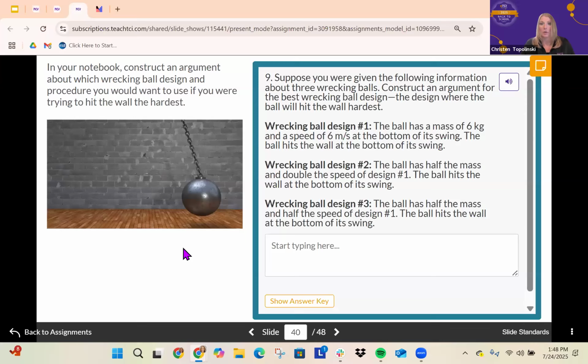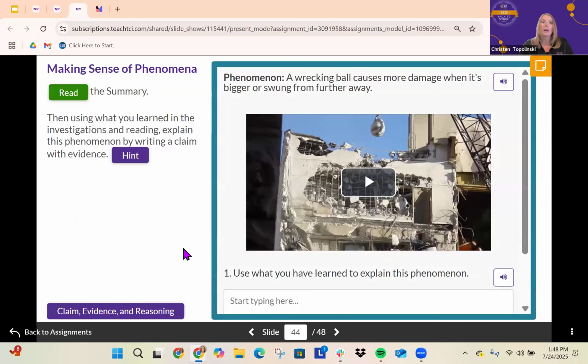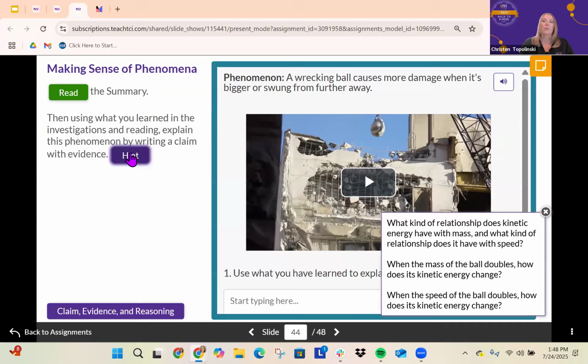Okay. So we finish up, we wrap up, then we get into making sense. What you will find in the middle school lessons is that you have a hint, and the hint is to help students think of the questions that we had to answer in order to explain that phenomenon. And again, the phenomenon is a wrecking ball causes more damage when it's bigger and swung from further away. So then you've got these 3 questions that help them think about what actually is causing that.